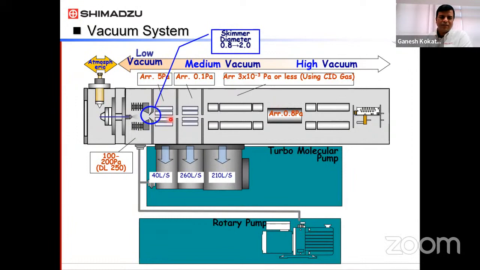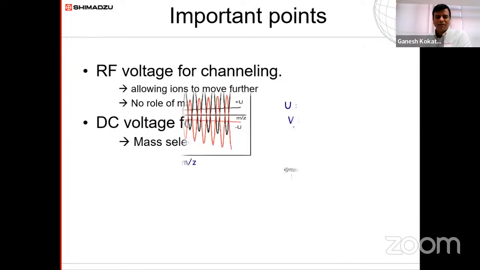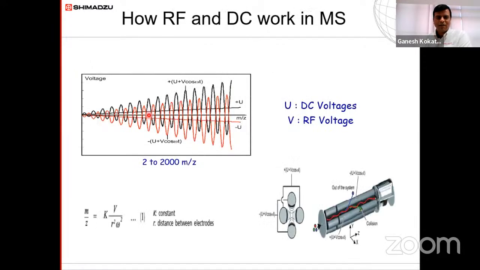And if you see, the size of this skimmer is 0.8 mm in ID. RF voltage and DC voltage also play a very important role while moving the charged or the mass ion through the quadrupole. If you see from the front, these are the quadrupoles 1, 2, 3, 4, and from above you find these are the four quadrupoles.